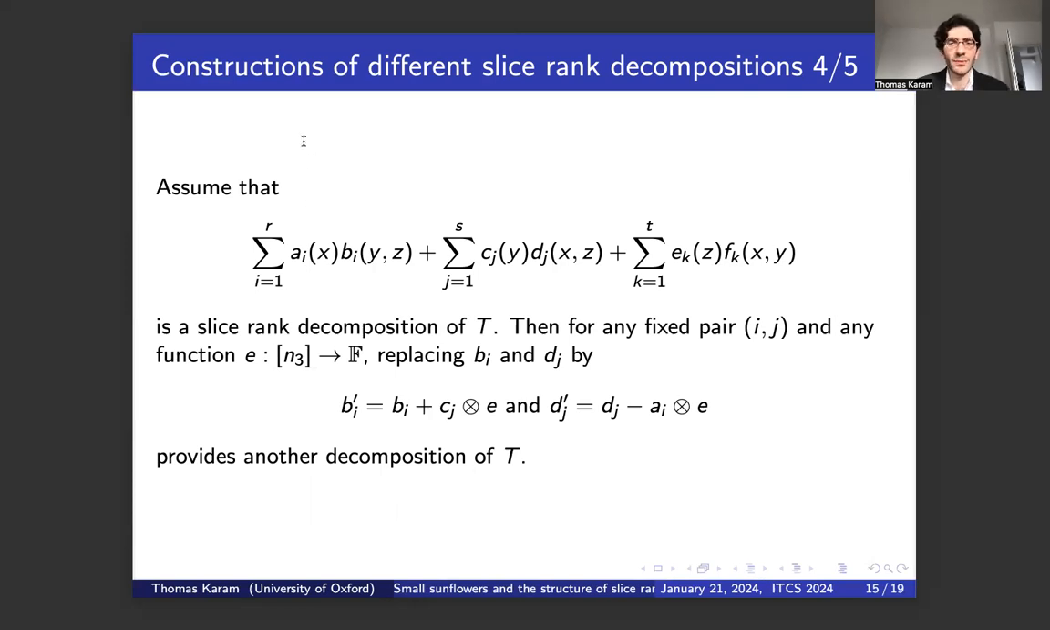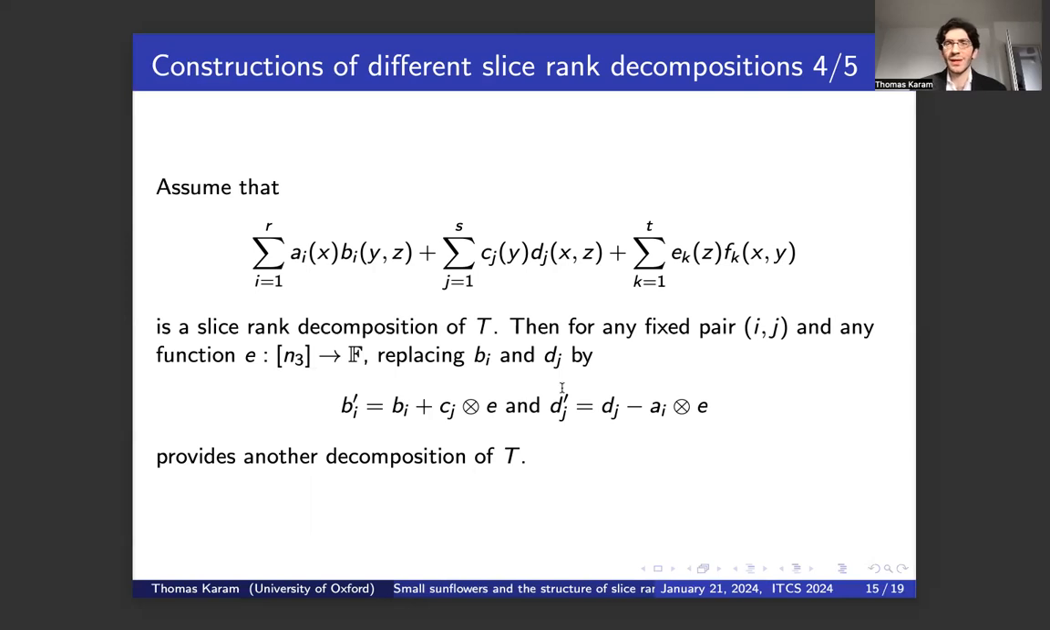So that can be done by playing on the inherent ambiguity, if you like, of the decomposition, in the sense that there is a way of systematically adding at least some types of contribution to some terms and subtracting the same in other terms. So for instance, if you look at a contribution of the type Ai tensor Cj tensor E for an arbitrary function E, then this can be done, right? Because you can add Cj tensor E to your function Bi, and you can subtract Ai tensor E from your function Dj.